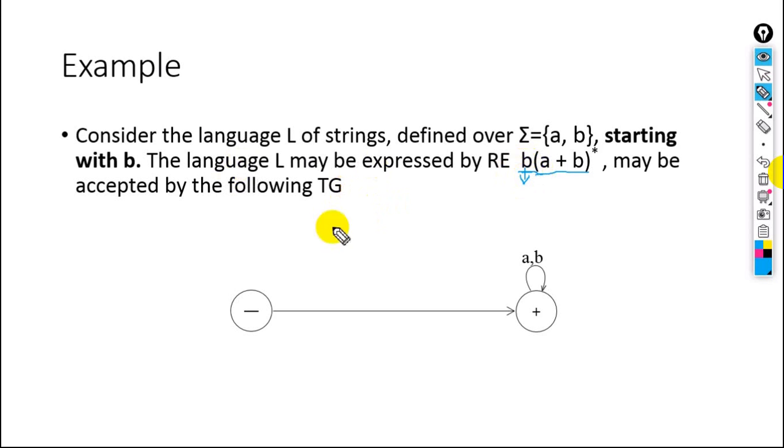So here, how will we draw a TG for this? Look at this: B and here (A plus B) whole star. For the whole star I have explained that there must be a loop. So this is the initial state and this is the final state. Sorry, here we should also draw B. Okay, so here we have B.